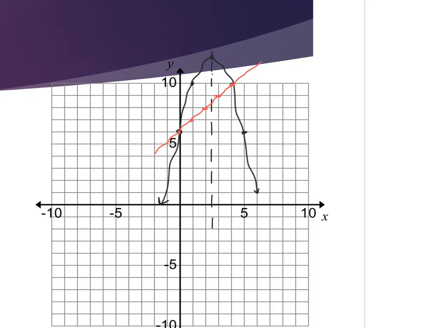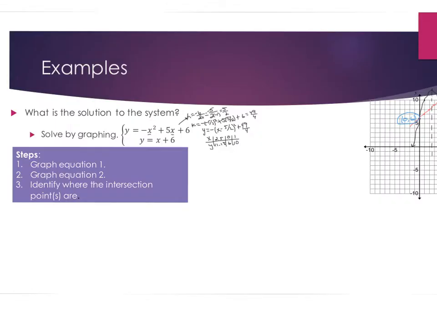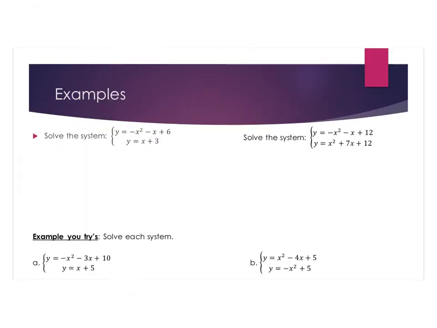And there, now our two intersection points are our solutions. So it looks like we have a solution at 1, 10. And we have a solution at 0, 6. And that's it. You just did it. Now we're going to practice solving these systems using algebra.